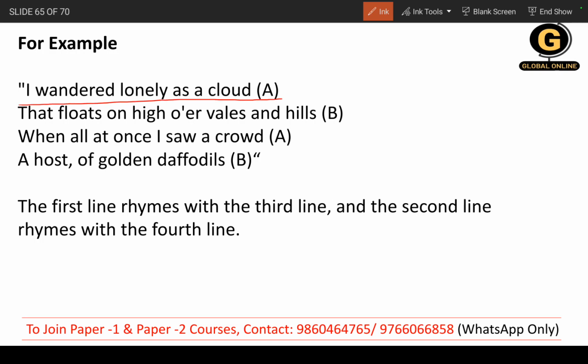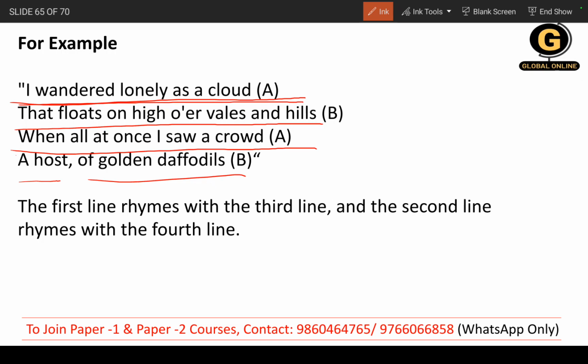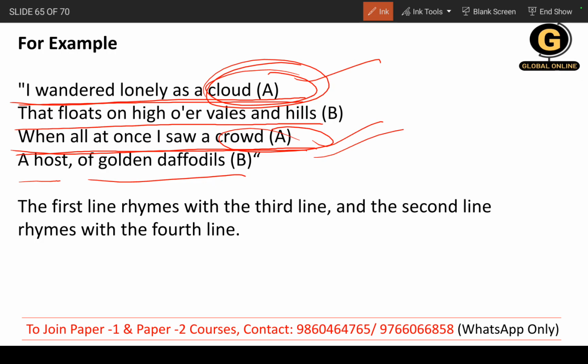I wandered lonely as a cloud that floats on high over vales and hills, when all at once I saw a crowd, a host of golden daffodils. So, I wandered lonely as a cloud, and when all at once I saw a crowd. At the end of the line of a poem, we can see the same rhyme scheme. So that is why it is named A, because it has the same pattern, so it is named A, right?